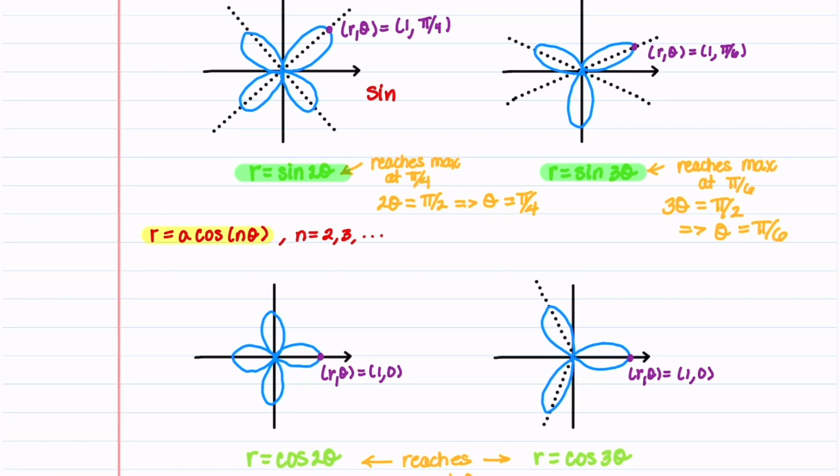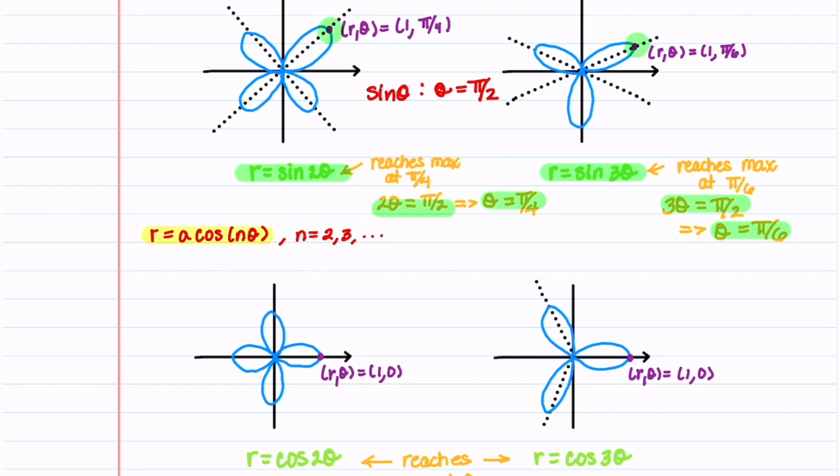Sine theta reaches a maximum value when theta is equal to pi over 2. Sine 2 theta will then reach its maximum value when 2 theta is equal to pi over 2, or theta is equal to pi over 4. So our maximum occurs at this point. Likewise, for the curve r is equal to sine 3 theta, the maximum will occur where 3 theta is equal to pi over 2, or theta is equal to pi over 6. This is where the maximum is for a 3-petal rose.